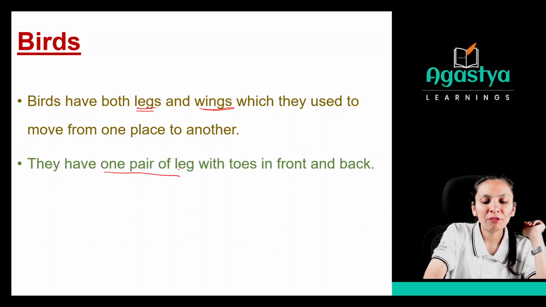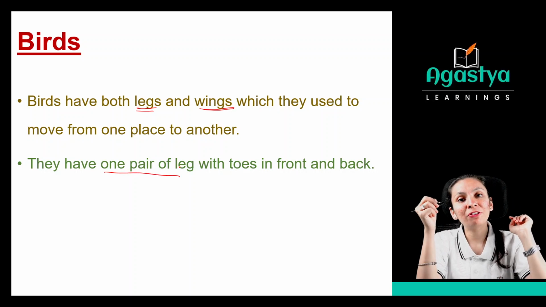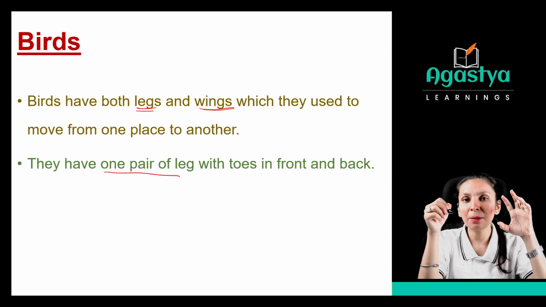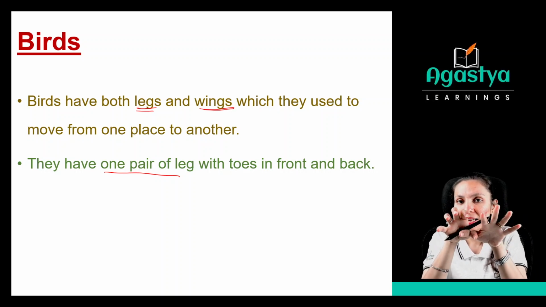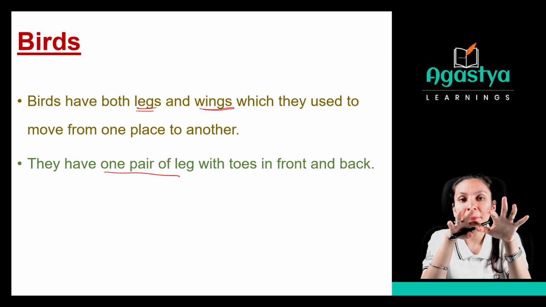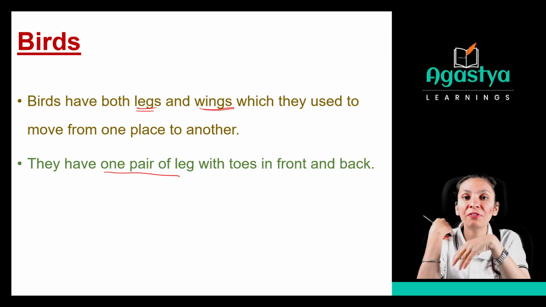They have one pair of legs with toes in front and back. As you have seen in some pictures related to birds, they are having the toes, not fingers like us, but toes which are present at the back side as well as the front side.